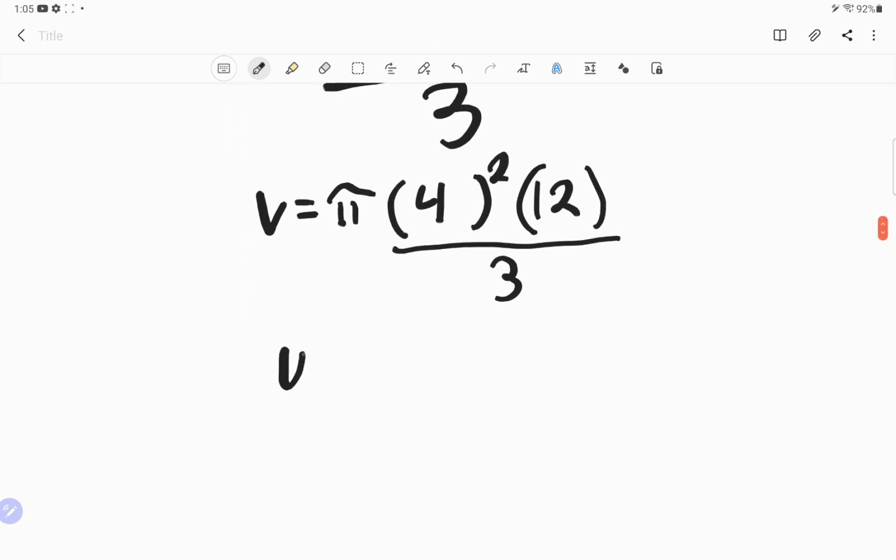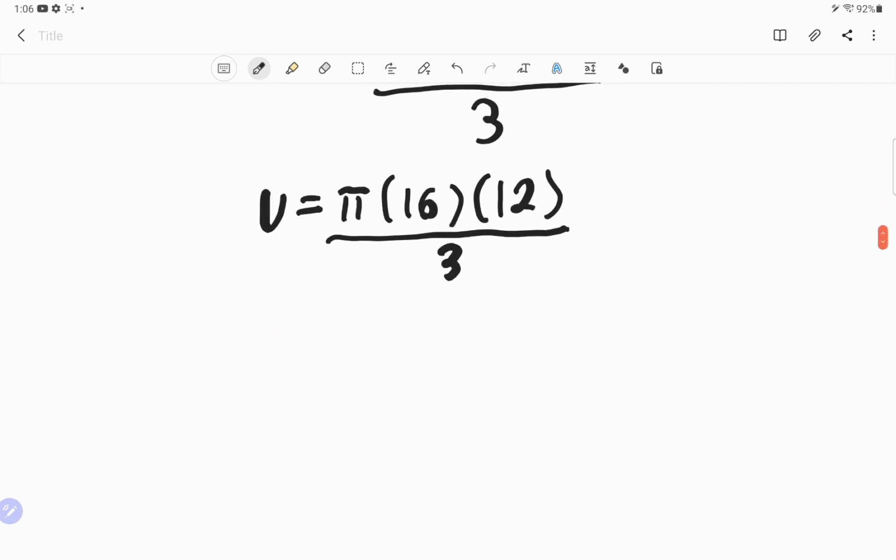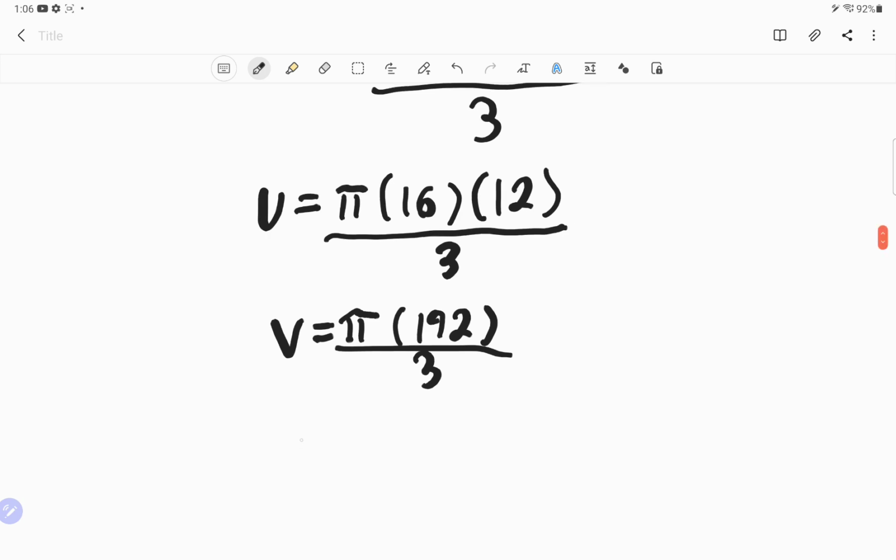So I'm going to multiply my square first. So I'm going to get pi times 16 times 12. Now I'm going to have to figure out what that is when we're multiplying together. That's why you use your calculators. Sometimes you just can't figure it out off the top of your head fast enough. So I'm going to multiply 16 times 12, which is going to give me 192. Then everything's going to be divided by 3. Now I'm going to divide 192 by 3. I get 64.